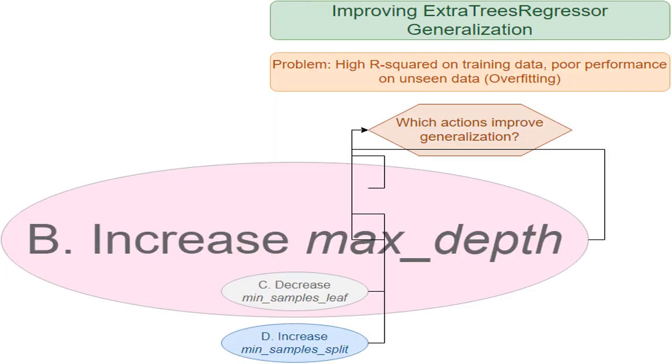Increasing max_depth lets each tree grow taller, making it more complex. This is a bad idea. Because it increases overfitting, it learns the quirks of the training data too well. Think of it like memorizing instead of understanding.